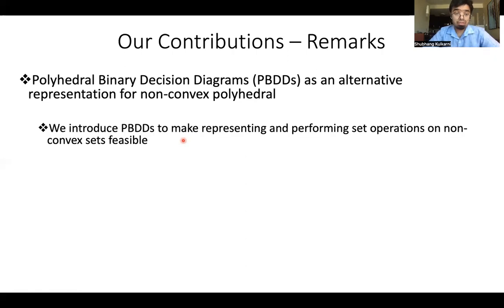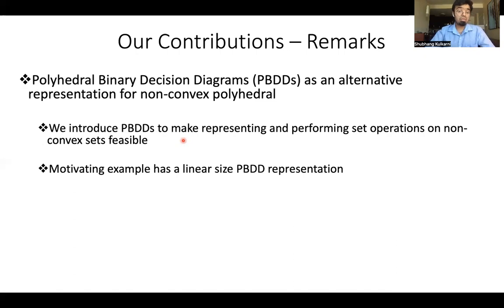Okay, and a few remarks that I'd like to make here. We introduce this data structure for representing and performing set operations. We want to make these 2 problems feasible for several interesting programs. In particular, the program representation for our motivating example has a linear size PBDD representation, whereas if you recall, the union of convex polyhedra representation had exponential size. So this linear size is in the number of non-equality constraints.